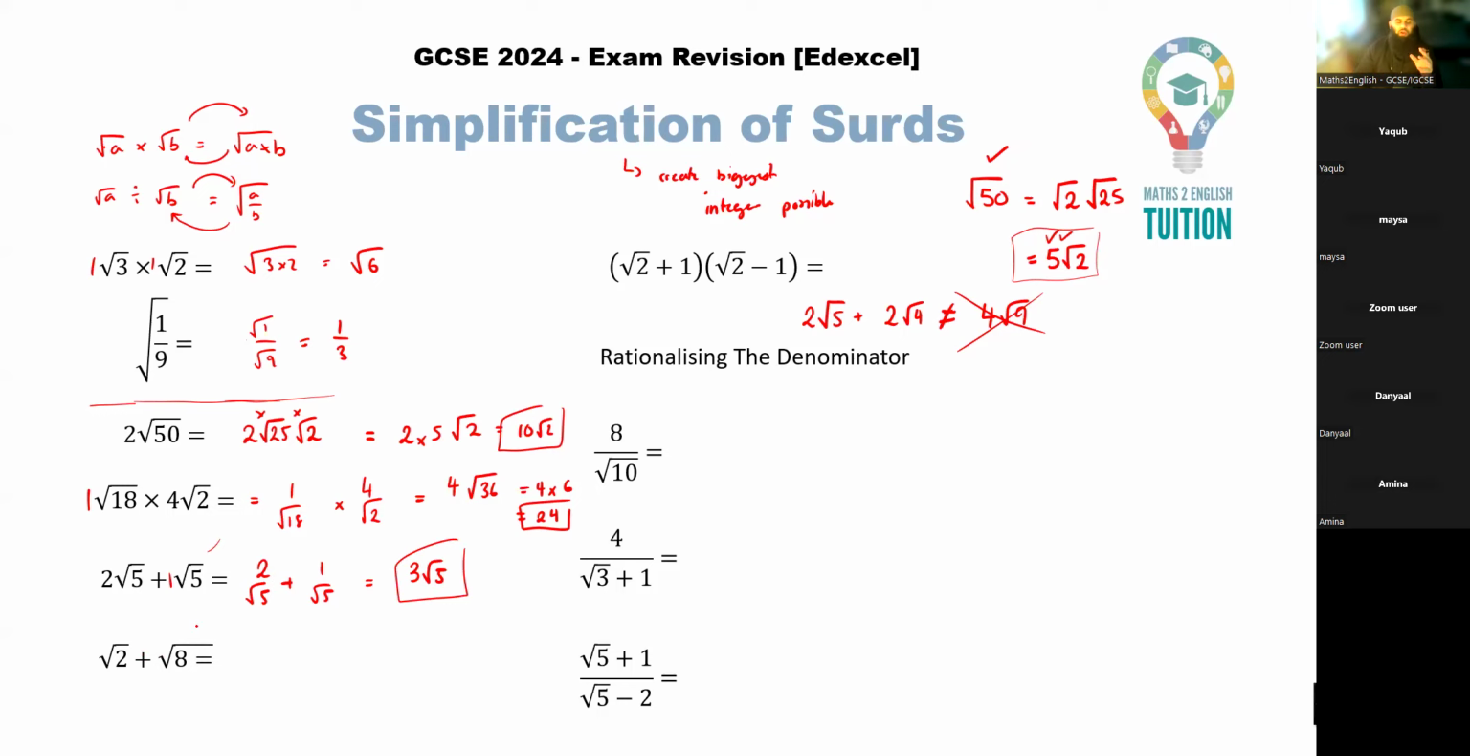Now, at this point, I can't add them because I don't have the same surd. So I need to create the same surd. Square root of 8 can be broken down into square root of 4 and square root of 2. So now I've got two similar surds. So I'm going to simplify it into square root of 2 plus 2 square root of 2. There's an imaginary 1 over here. So 1 plus 2 is 3 square root 2, and that's the final answer.